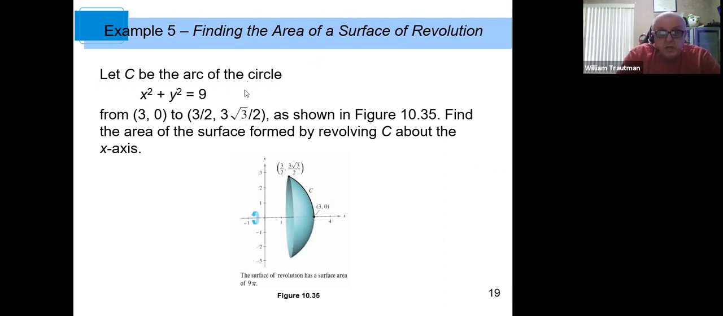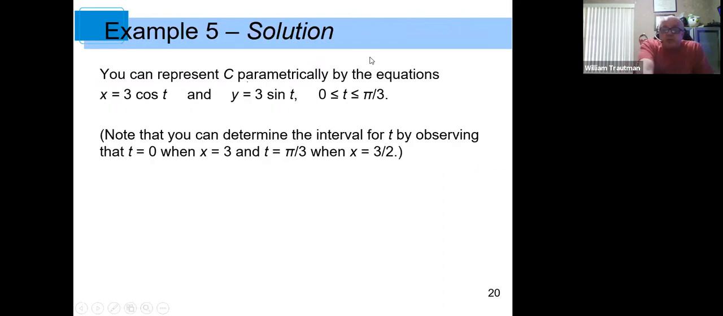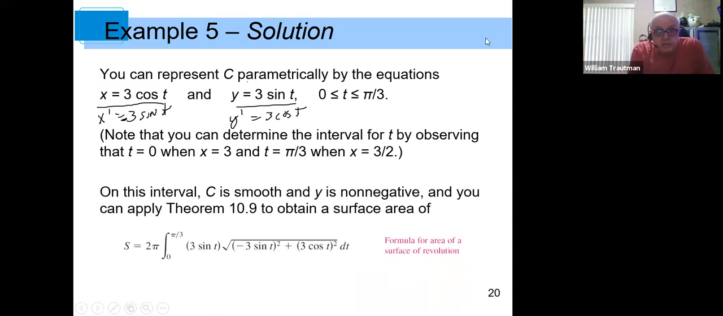And let's see, they talk about you can represent C parametrically by these equations. And if you want to remember how to do that, go back to the last section, creating parametric equations and stuff. x equals 3 cosine t, y equals 3 sine t. We're going to take the derivative of each of those. Isn't that negative? Yeah. And if you notice, here's the x. We put the negative 3 sine t, square it here. 3 cosine t, square it here.